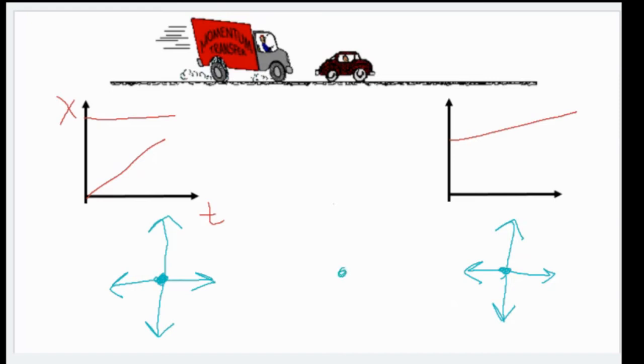During the collision, you would have drawn a force diagram for the car that showed the force of gravity and the normal force, but then an overall force, a net force from the truck on the car.